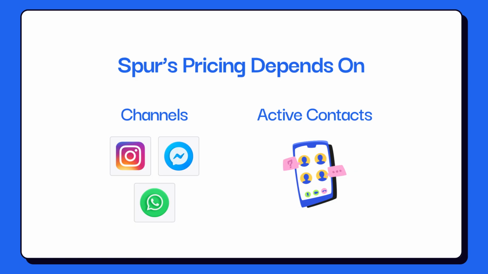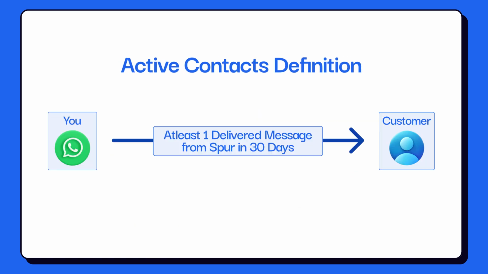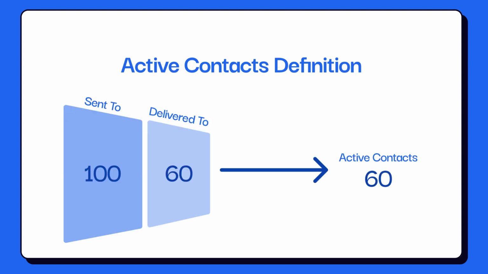Like I mentioned, our pricing is dependent on the channels you select and the active contacts. A contact is considered active if there is at least one delivered message from Spur in the last 30 days. So for example, if you run a campaign and send a message to 100 people on WhatsApp, but only 60 people get that message, then your active contact count will be 60.